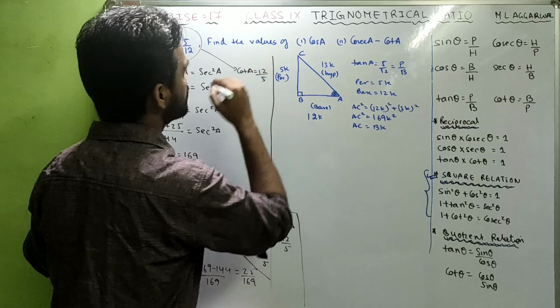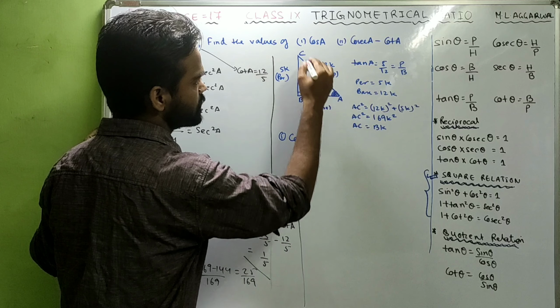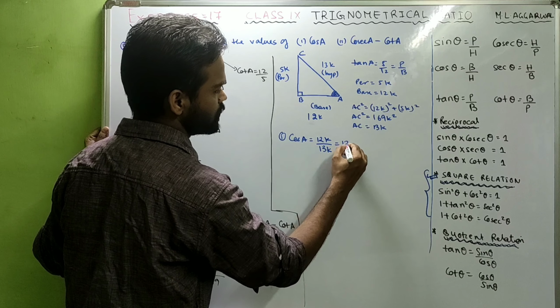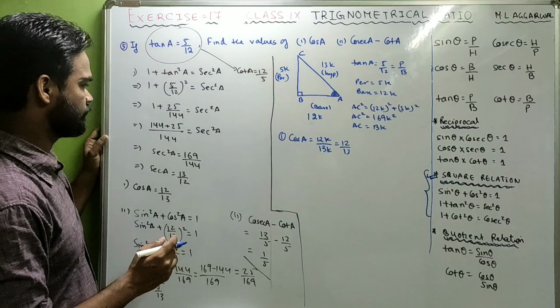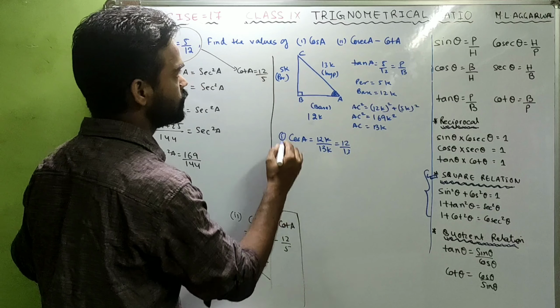Perpendicular is 5K. Now find cos A. Cos A is base by hypotenuse. That's 12K by 13K. That's 12 by 13, isn't it?